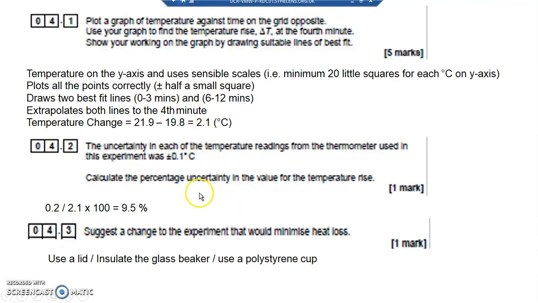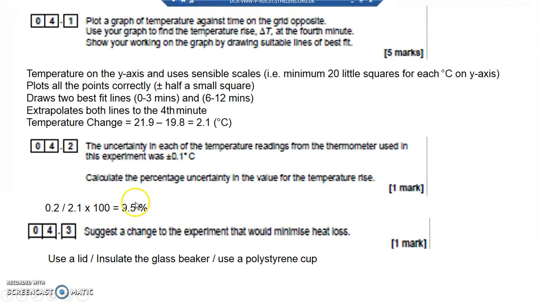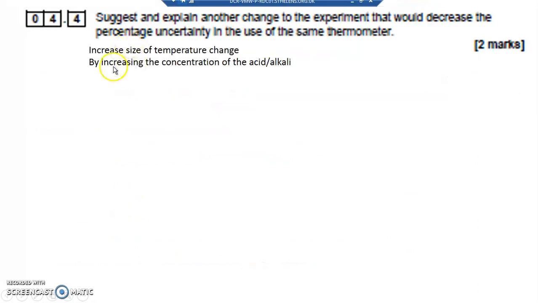It's the same as if you do a titration: if you use a small volume from your burette, you get a high percentage error, so you dilute your solutions in your burette. In this case, I want a larger temperature change, so I'm going to increase the concentrations of my chemicals to increase the size of the temperature change. Because if I get larger than 2.1 here, 0.2 divided by a larger value is going to give me a smaller percentage error. And you can do that by increasing the concentrations of the chemicals that you're using.